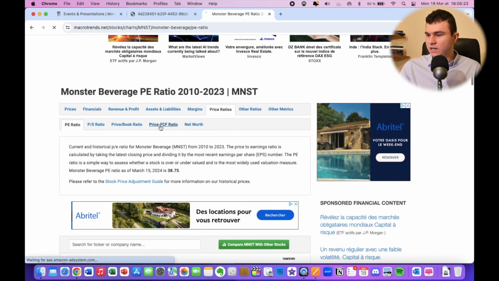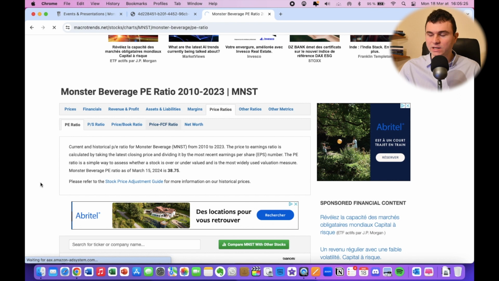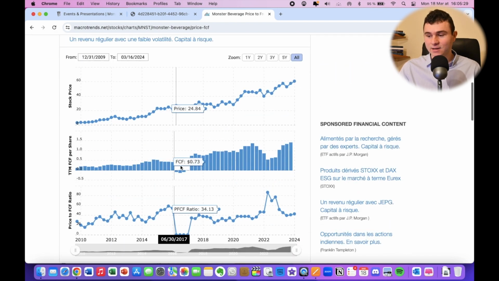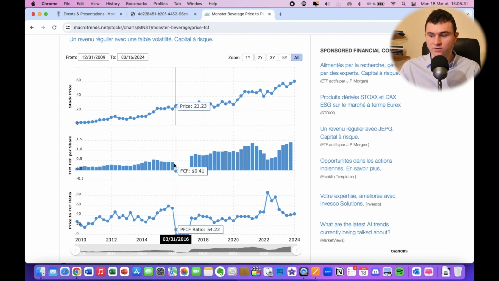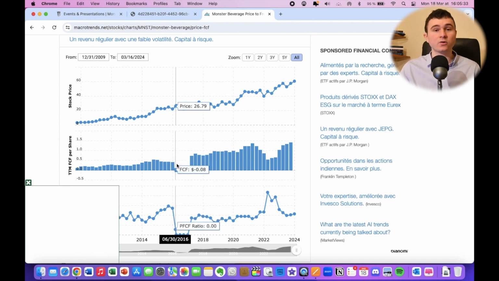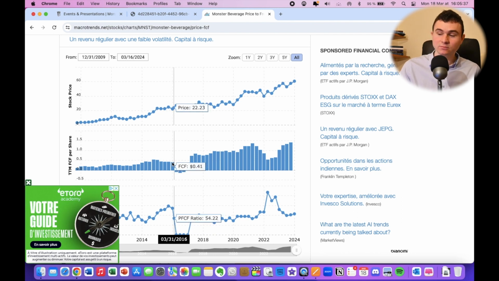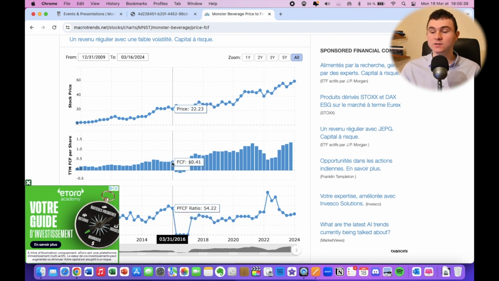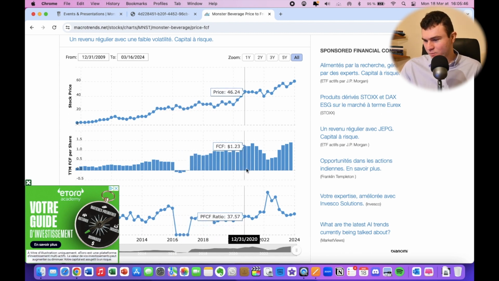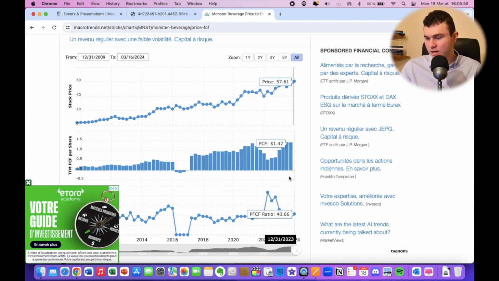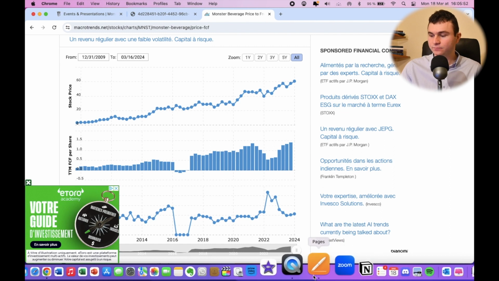Let's see the price to free cash flow. Maybe we have a different picture here, but I think it will follow the same trend. Okay, you have some change in free cash flow in 2016. Again, another question. What happened in 2016? There was an acquisition, but maybe some inventory stuff. They had to stock more inventory. I don't know. And you have a price to free cash flow 30, 25, and then right now it is at about 40.